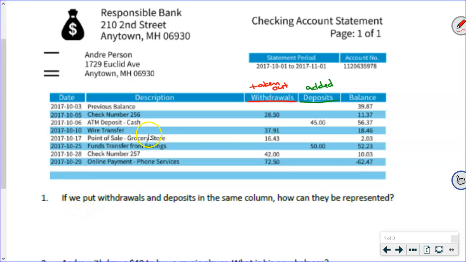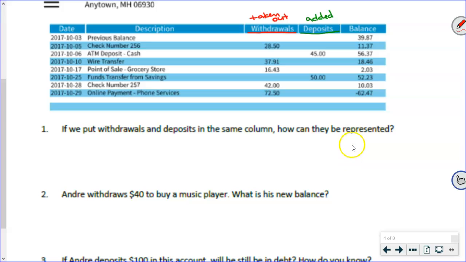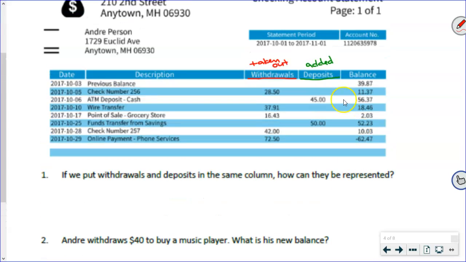So if we put withdrawals and deposits in the same column, how can they be represented? So again, we know that withdrawals, you can see they have their own column here. That's money taken out. Deposits have their own column. That's money that's added in. So what if I decided to make this a little bit simpler and I wanted them in the same column? How would I need to represent each situation? Leroya? Yep, if we put them in the same column, we would have to use negative numbers to show that this is money that is taken out.